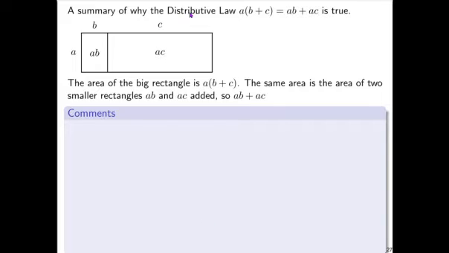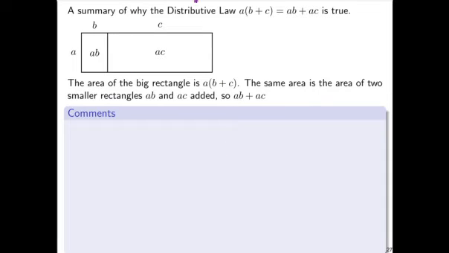So here's a summary of what happened. The previous slide shows some words as we were working through this, but the key thing of this argument is the picture you see right here. The point again is that the area of the big rectangle is A times quantity B plus C, and the two smaller rectangles put together occupy the same space as the big rectangle. These smaller rectangles have areas AB and AC, and we added those together.